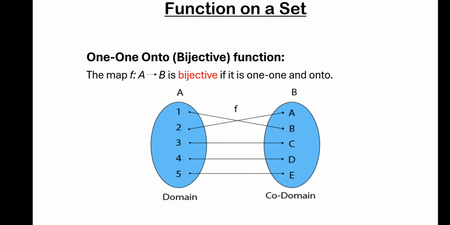One-one onto or bijective function. The map f from A to B is bijective if it is one-one and onto. Students need to know that for a function to be bijective, the domain and the codomain should have the same cardinality. In a sense, both the sets should have the same number of elements.